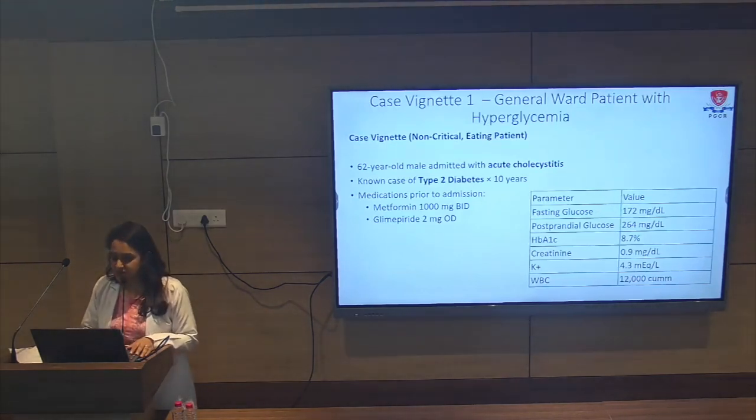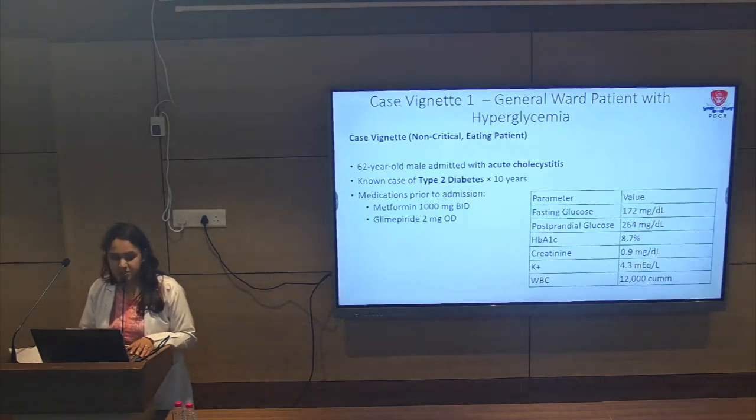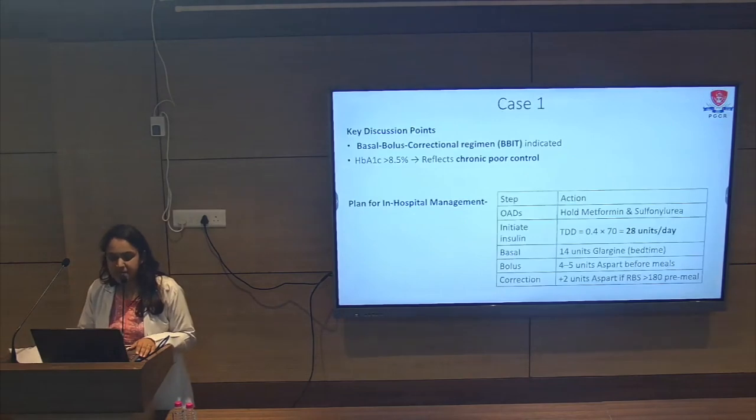Now in such patients, the oral agents are stopped and insulin is initiated proactively. We don't wait for the levels to climb to 300. A standard basal bolus correction regimen is indicated, as an HbA1c of around 8.4 reflects chronic poor control. So in this case, oral anti-diabetic drugs like metformin and sulfonylureas are held.